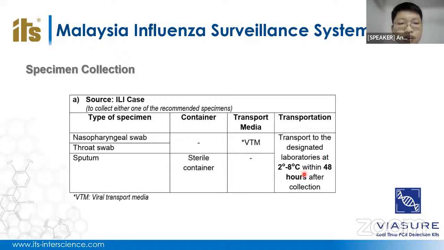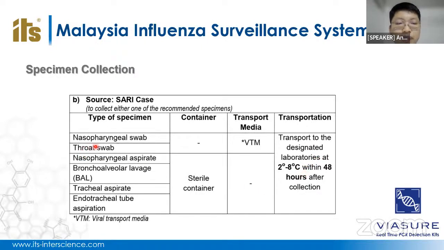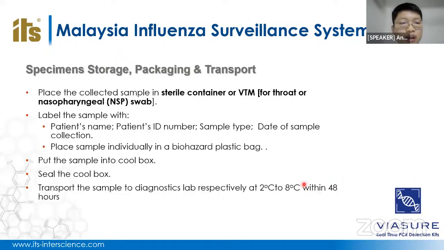In terms of SARI, the specimen types are the same as for the ILI case, but in addition, you can get BAL, tracheal aspirate, and endotracheal tube aspiration. These can be obtained, and at the same time, you need to deliver them to the lab. From the clinic, you deliver to the lab within 48 hours in an ice box. This is the sample collection.